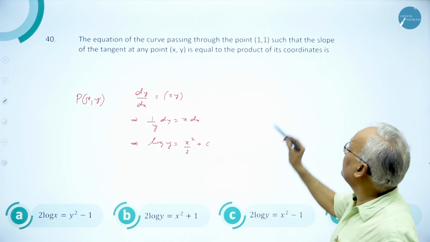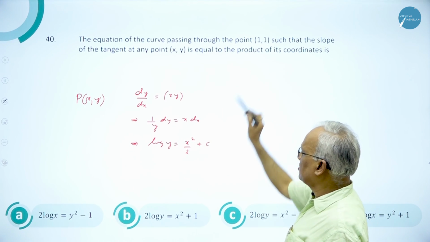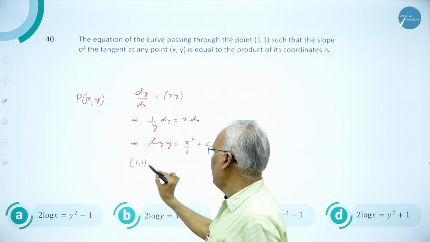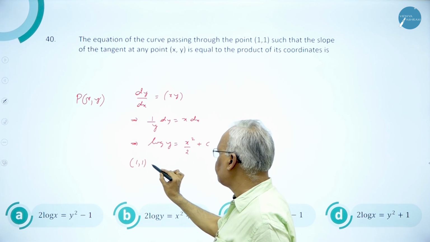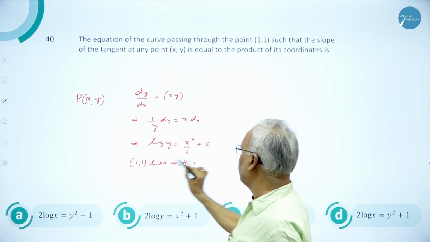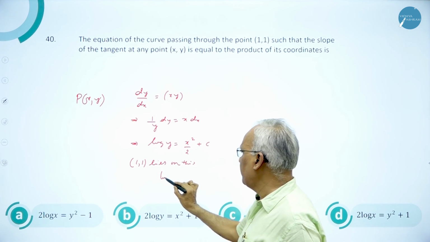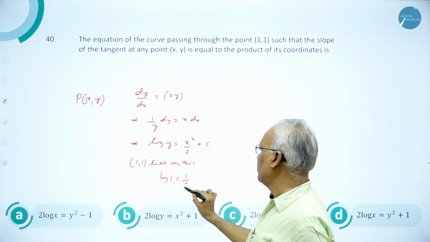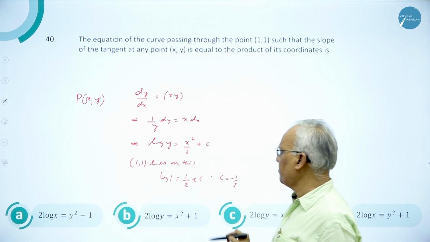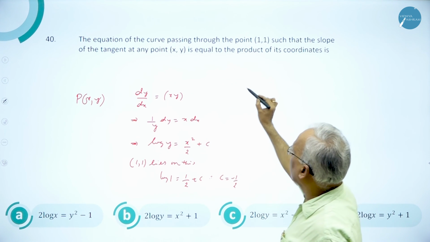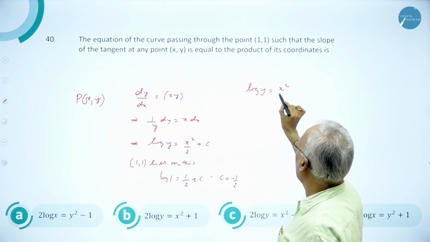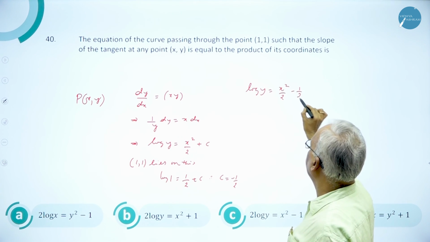Now given that the curve passes through 1, 1, so when you put x equal to 1, y equal to 1, 1, 1 lies on this. Therefore 1, 1 lies on this curve. Using this you get the value of c. Log 1, that is 0, equal to 1 by 2 plus c. Therefore c is equal to minus half. Therefore the equation of the curve is log y is equal to x squared by 2 minus 1 by 2.